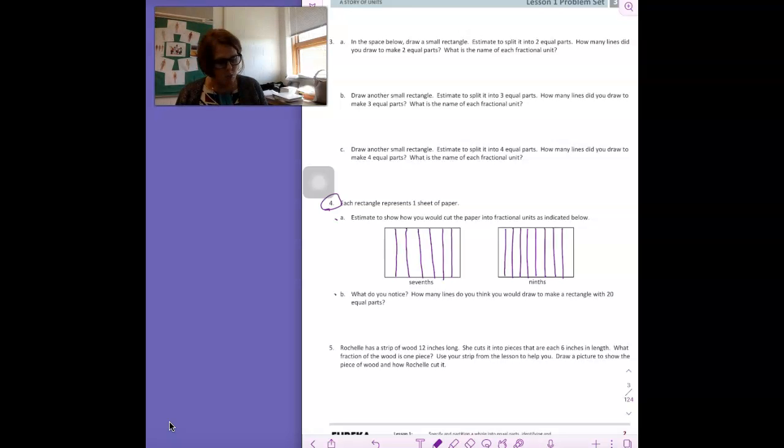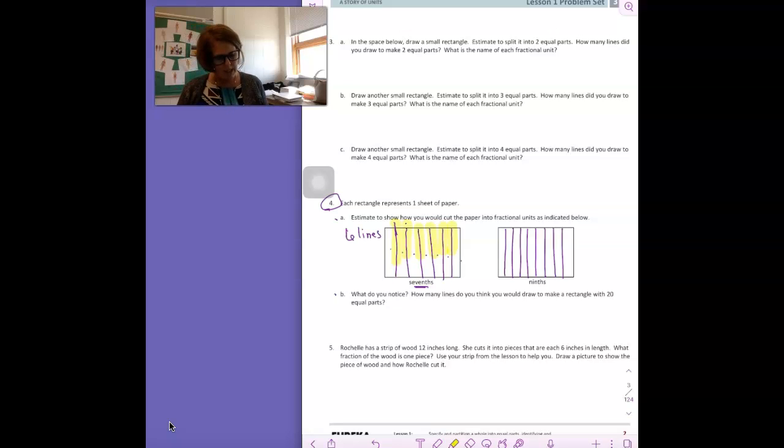Now letter B says, what do you notice? How many lines do you think you would draw to make a rectangle with 20 equal parts? So let's look. When we drew sevenths, we have 1, 2, 3, 4, 5, 6, 7 equal parts. And how many lines did we draw? Let me highlight them for you. We drew 1, 2, 3, 4, 5, 6 lines. So when we drew sevenths, we drew 6 lines.